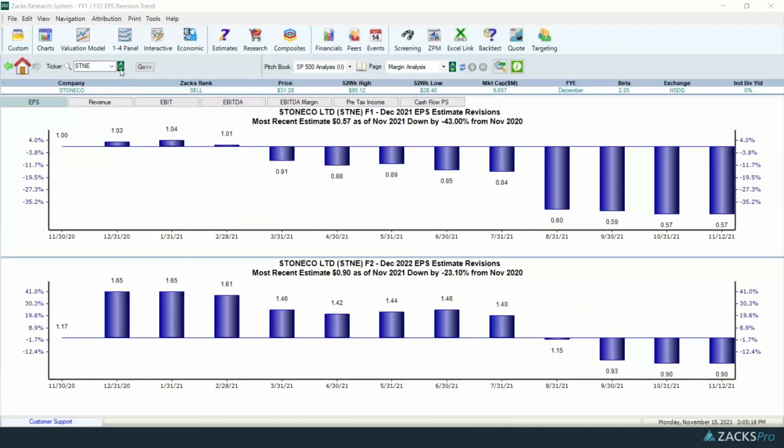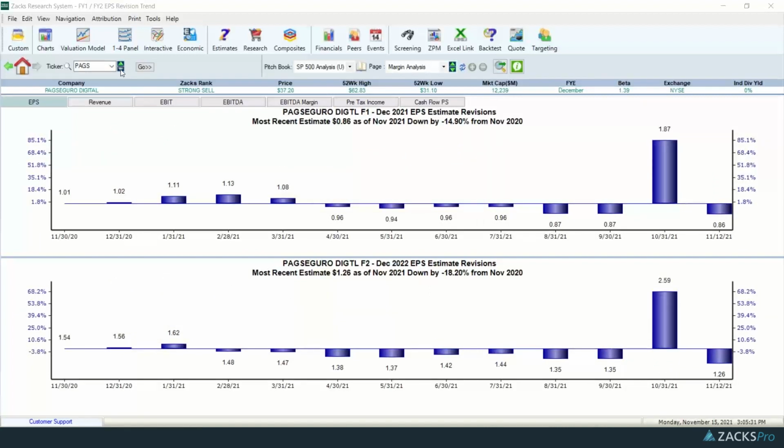And we start looking at StoneCo and PagSeguro, where the Brazilian government is cracking down on the FinTech space. You can see they're down 43% and 23%. Obviously, a lot of competition with Mercado Pago for Mercado Libre down there as well. But you can see here for PagSeguro, F1, F2 down 15% and 18.2. Okay. So what is causing all of this growth compression and poor guidance, right?